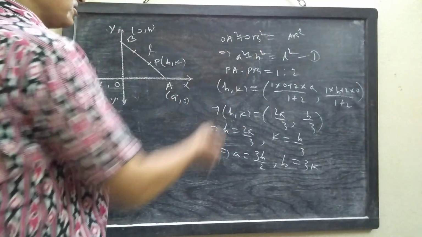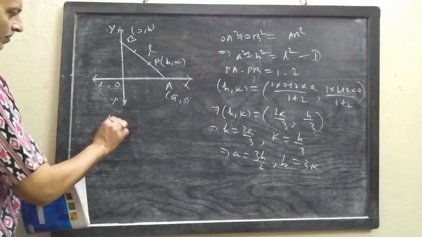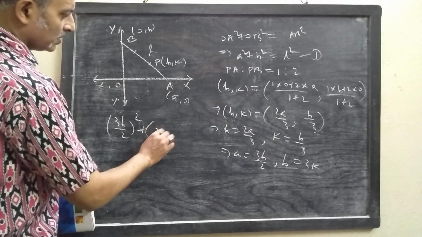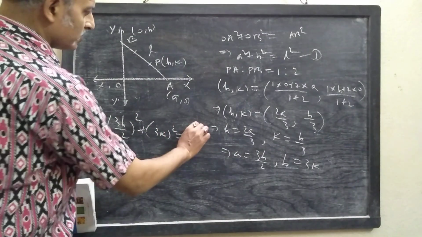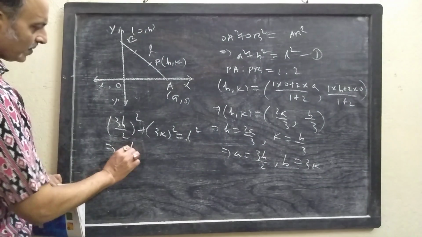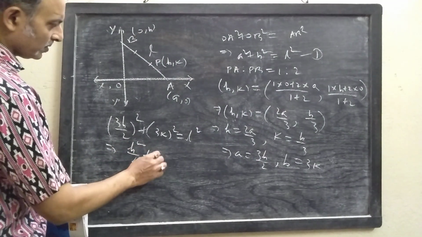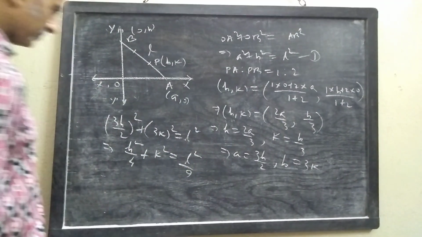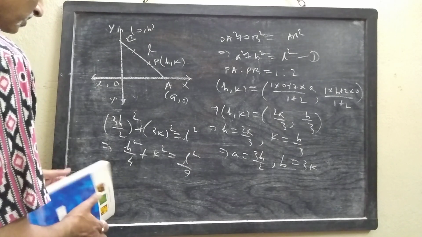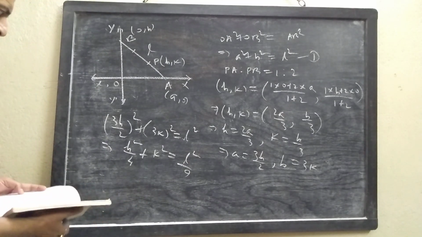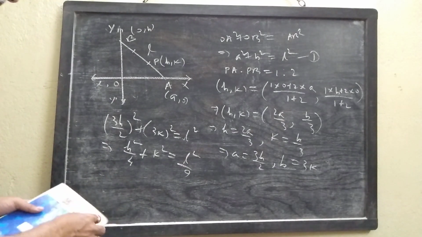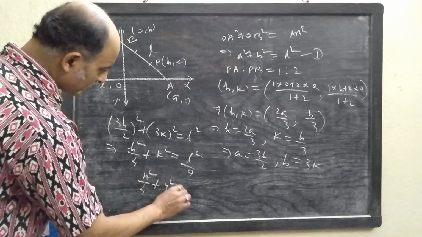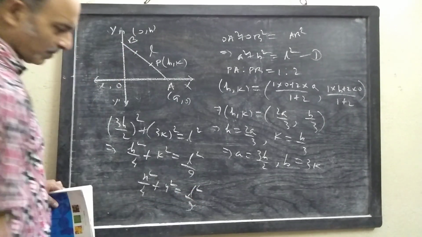Now substitute these values in 1, we get (3h by 2) whole square plus (3k) whole square equals L square. That implies h square by 4 plus k square equals L square by 9. Now you can write the equation of the locus as x square by 4 plus y square equals L square by 9.